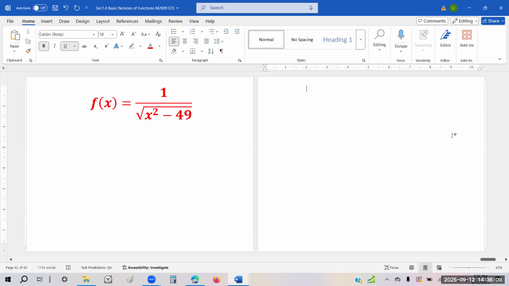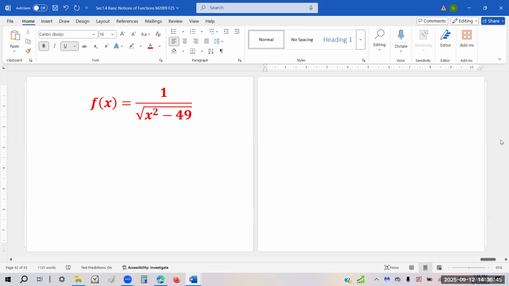Okay, we can do one example first. So we have a polynomial function, square root on the denominator. Our goal is to find the domain of this polynomial plus radical. What is that?